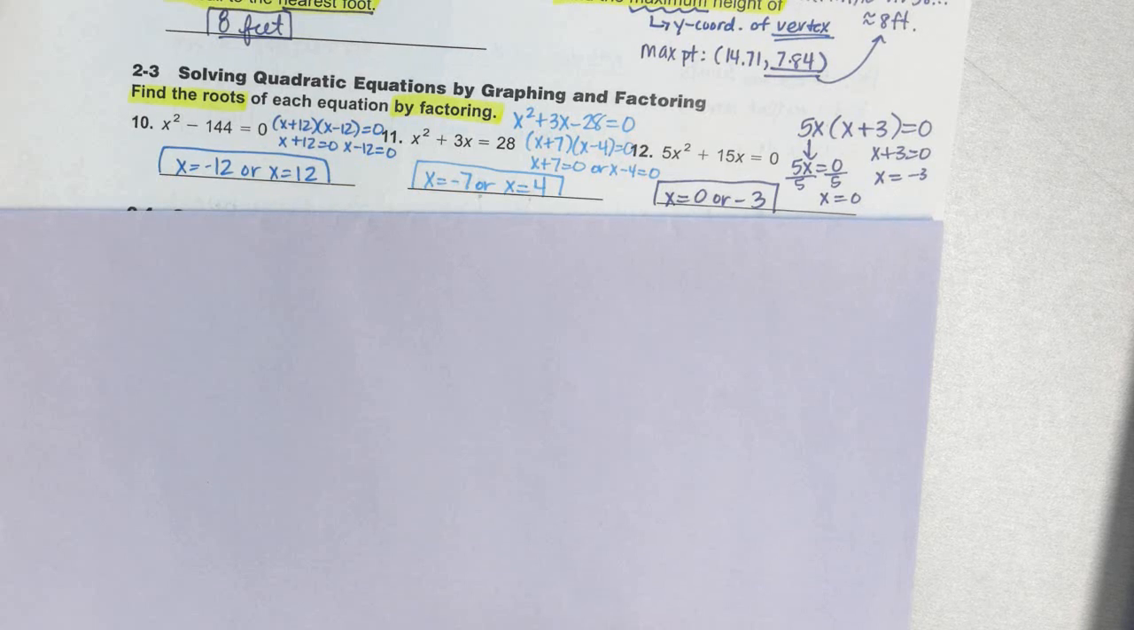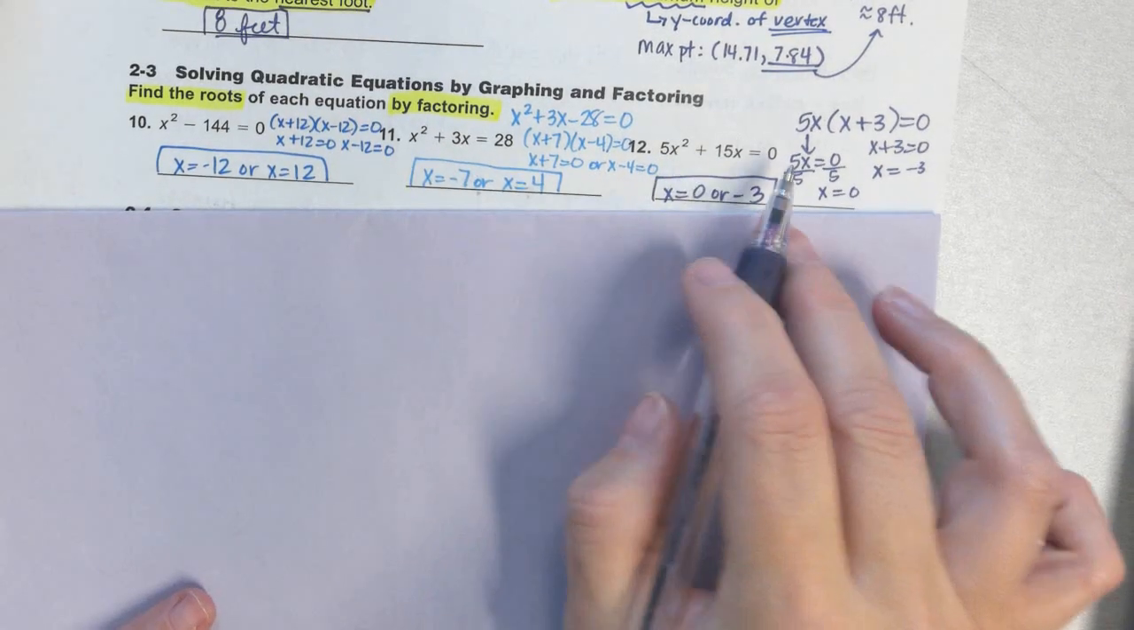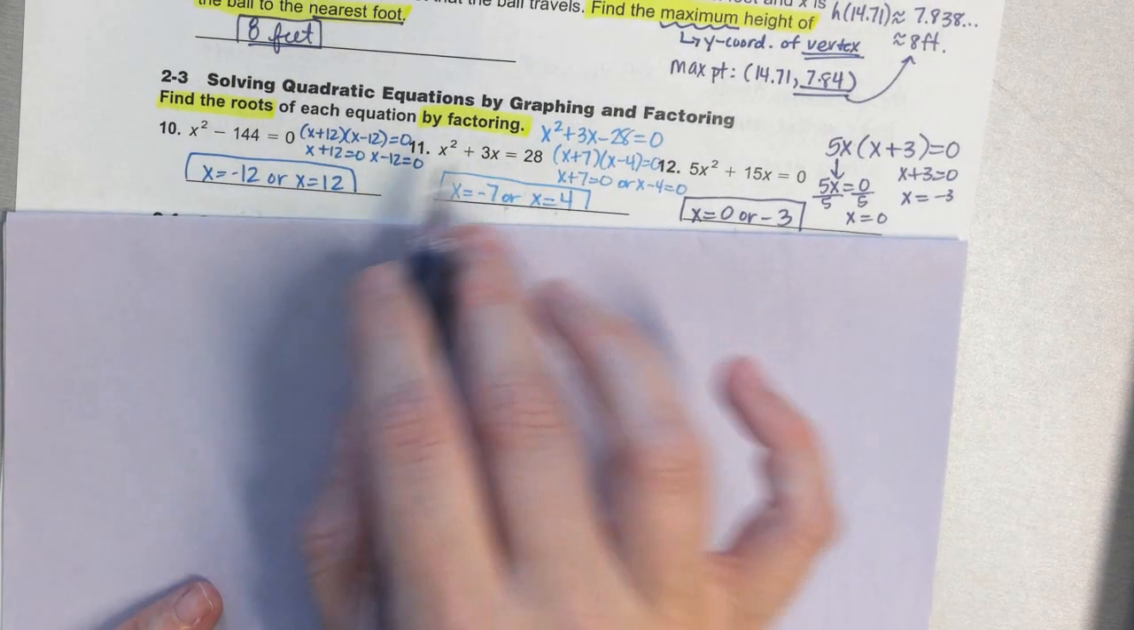For 12, notice this one is different. What am I missing in 12 that I had in 11? That I had in number 11?